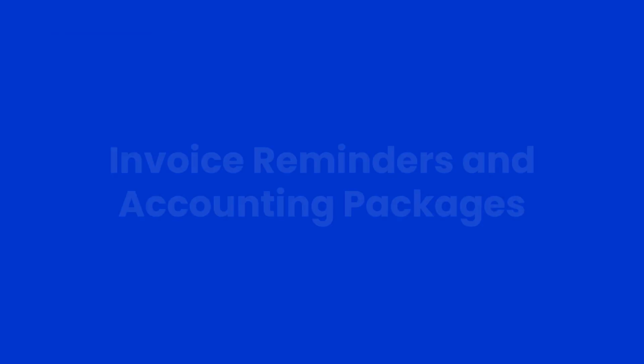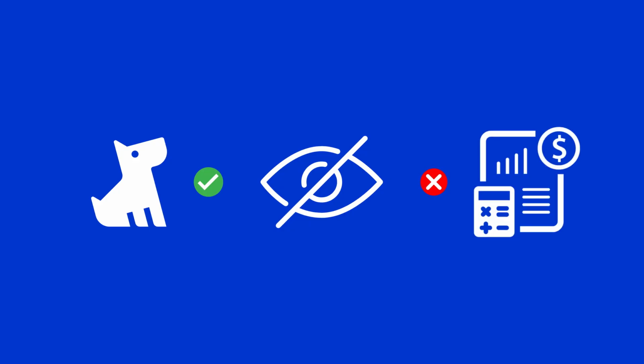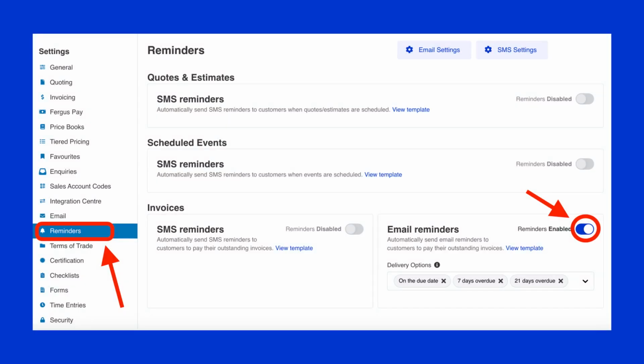Now, a quick note on invoice reminders and accounting packages. It's important to note that hiding line items is a Fergus-specific feature and isn't supported by connected accounting packages. This means that once an invoice syncs with your accounting software, all line items will become visible in the accounting package. Because of this, we recommend sending invoice reminders directly from Fergus rather than from your accounting package. This ensures your customer receives the original formatted copy with hidden line items intact.